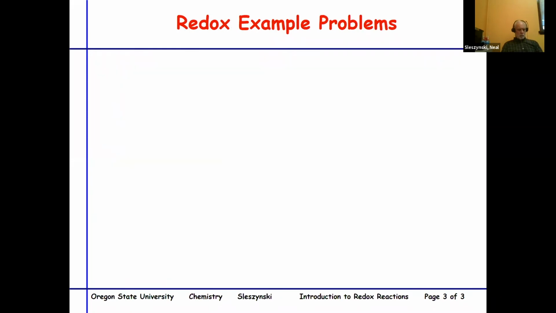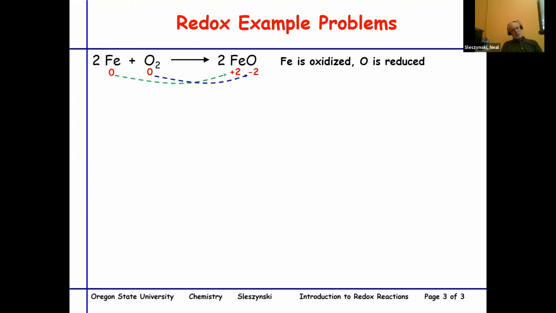Let's take a look at some quick redox example problems. Here we have iron busily oxidizing or rusting out in the environment in this balanced chemical reaction. If we take a look at the oxidation state of iron before and after the reaction, we see that the iron atoms have lost 2 electrons, clearly in oxidation. The oxidation state in O2 for oxygen is 0. In FeO, the oxidation state for oxygen is -2. Clearly, oxygen has accepted electrons and oxygen has been reduced in this reaction.